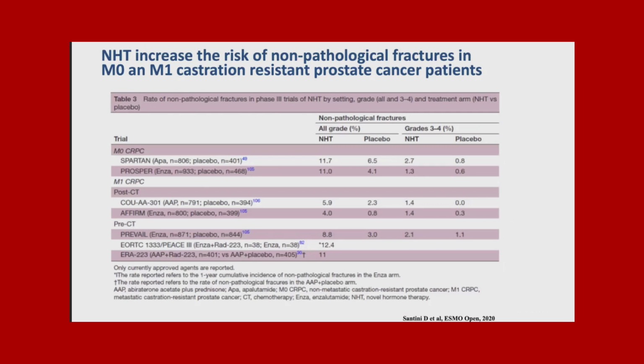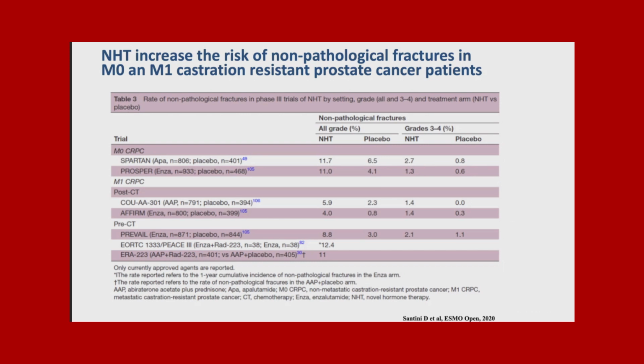This is very interesting. These are the studies in M0 castration-resistant and M1 castration-resistant, in which they compared apalutamide or enzalutamide or abiraterone with placebo. And as you can see here, the incidence of pathologic fracture in M0, but also in M1, the risk is increased in patients treated with enzalutamide, apalutamide, or abiraterone.